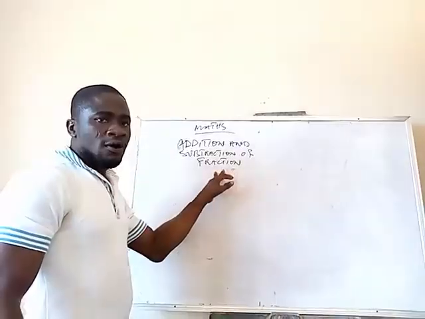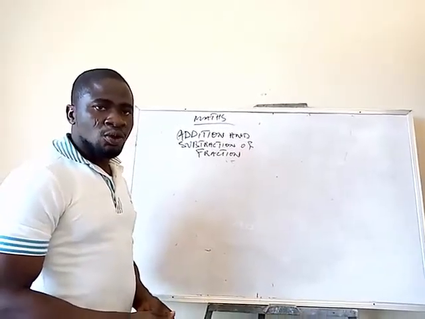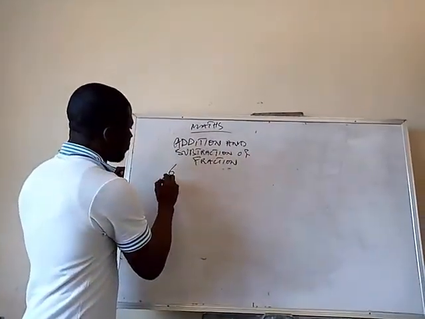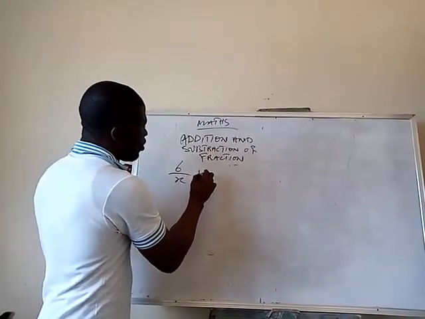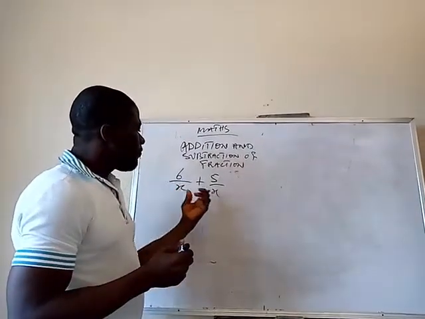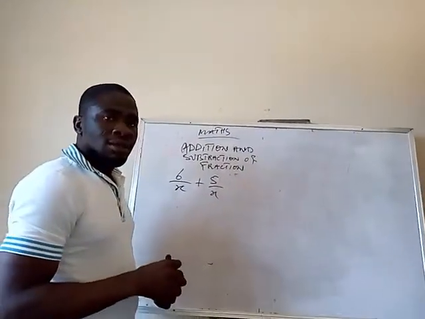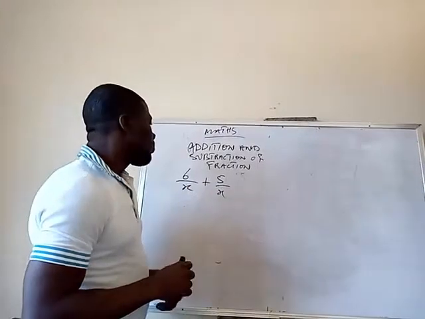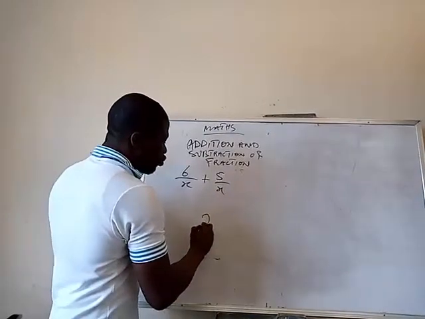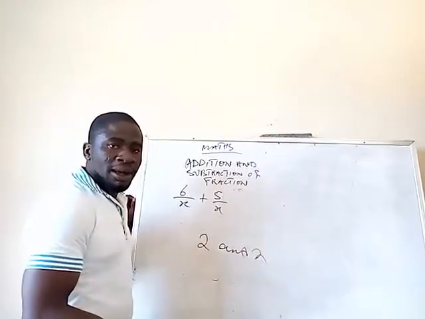Any addition or subtraction with one term is called monomial. So let's assume you are given 6 over x plus 5 over x. They have one term, it's called monomial. If you are to solve this, the LCM of x and x is just like the LCM of 2 and 2. It will still give you the same number.